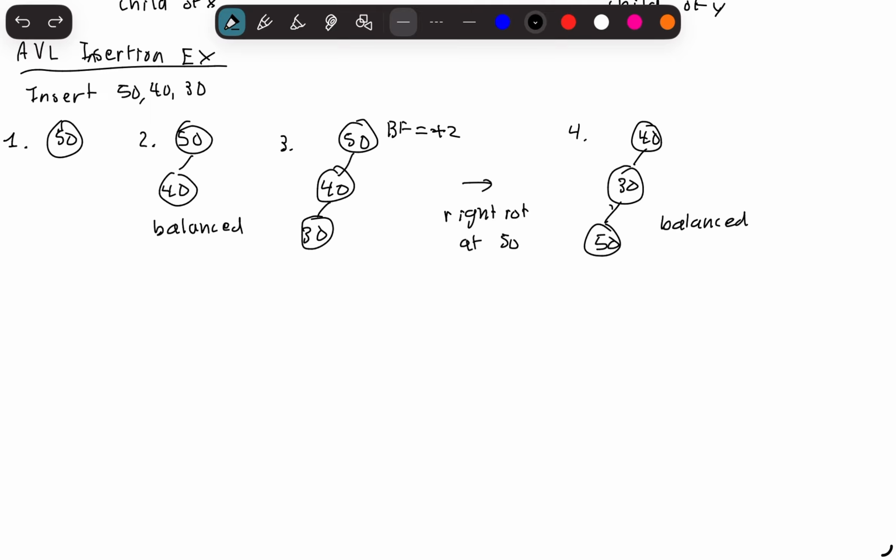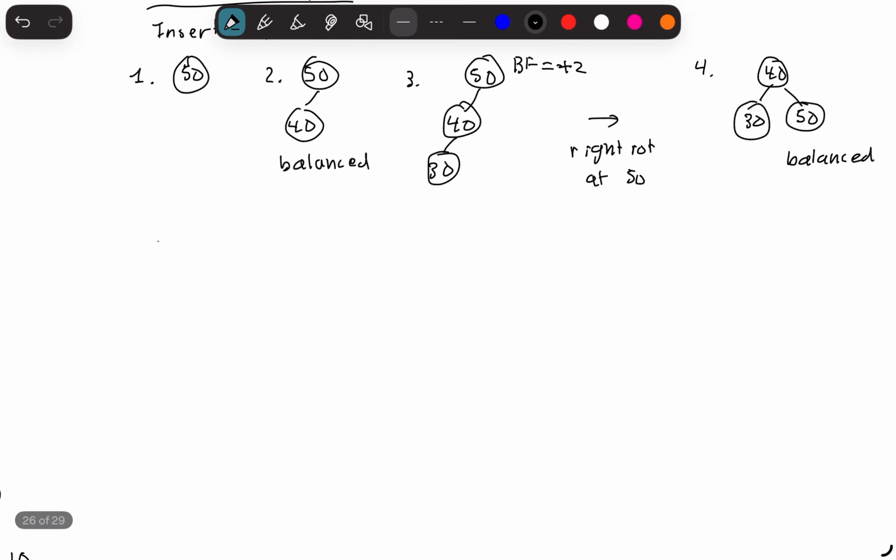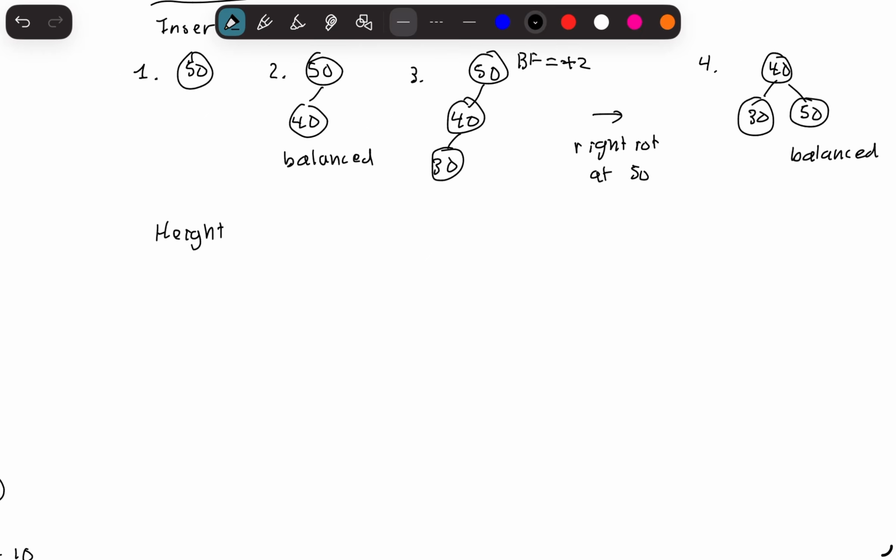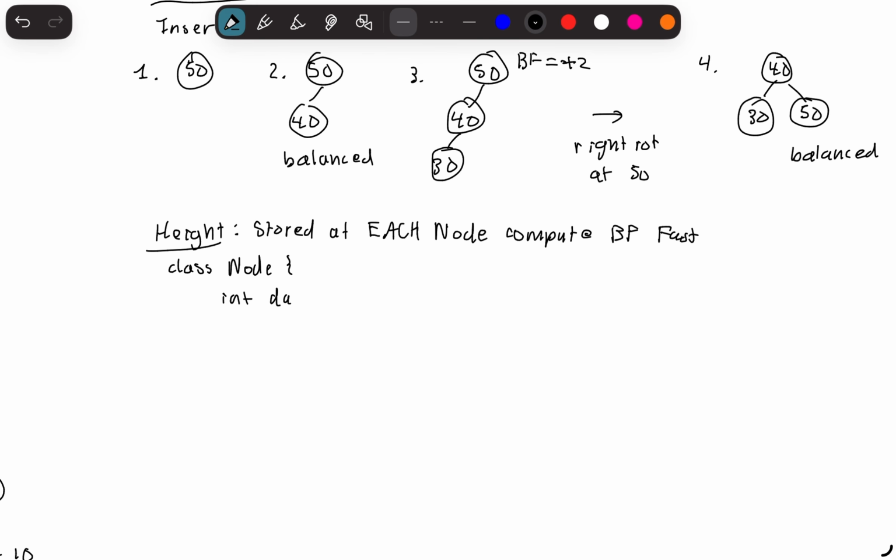I did not mean to put that there. Now it's balanced again. Let's talk about height in AVL trees. So height is going to be stored at each node in order to compute your balance factor fast. Usually it's structured like this: class Node, int data, Node left, Node right, int height.